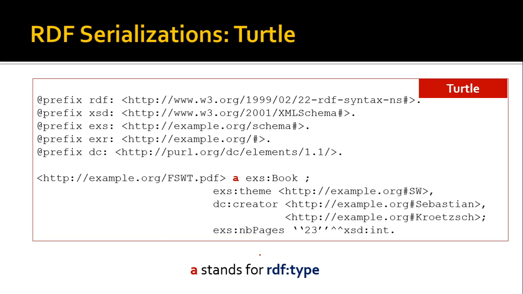RDF type is a very common relation that we use in describing a thing. So we have shortened this using this a. Whenever you say that fswt.pdf a exs book, that means it has got RDF type to be book, right? The theme part is fine, but you can see another thing, it has got two creators, so we are repeating the relation. We would have written dc creator here also, but that is not really necessary. I know that there are multiple creators, so I just mention this property once and just say that the creator is Sebastian as well as Pascal.